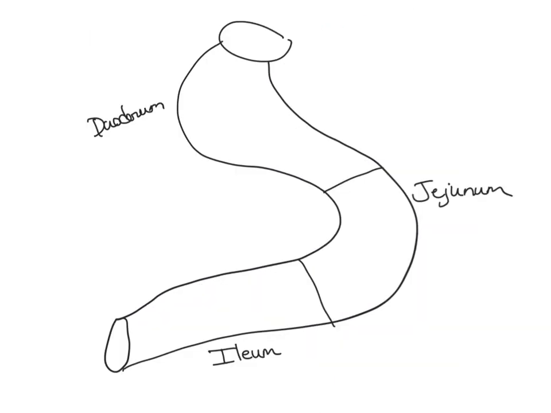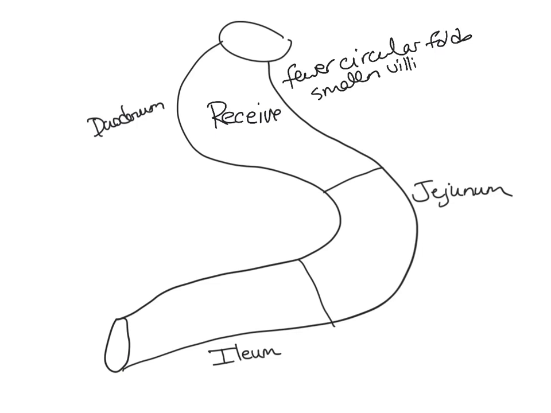Each segment of the small intestine has its own specialization. In the duodenum, there are fewer circular folds, so there will be little to no absorption. There's also smaller villi. The main function in the duodenum is just to receive the chyme and to receive the secretions from the pancreas, gallbladder, and liver. Its main job is to mix all these things together and to neutralize the acids in the chyme before it reaches the jejunum.